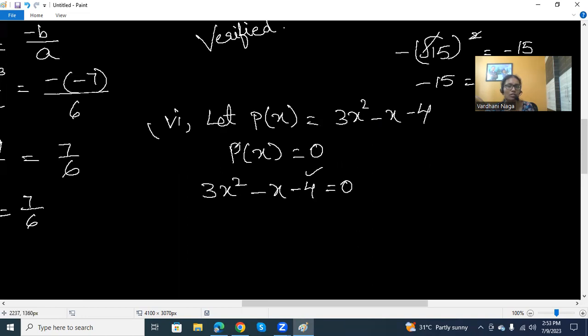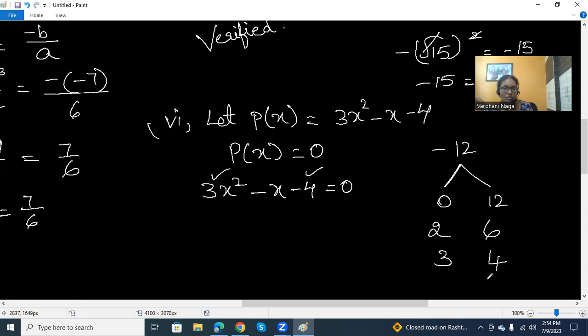Multiply the constant and the coefficient of x square. Negative into positive, negative. 3 4s are 12. For that, 1 12s are 12, 2 6s are 12, 3 4s are 12. 5 doesn't go, 6 already came off. So we need to check which is a suitable pair of factors. 4 minus 3 gives a 1. So if we put minus and plus, minus 4 plus 3 gives minus 1. Minus into plus gives minus, 3 4s is 12. So it is satisfying.